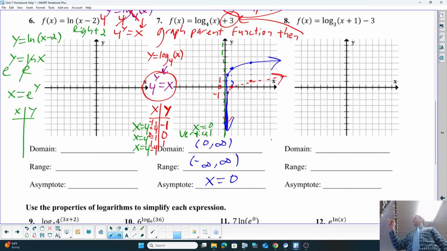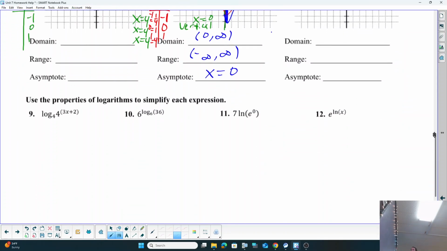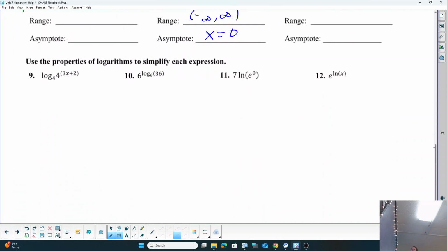And you choose values for y's. So that's going to be -1 and 0 and +1. So go ahead and give that a try. You got this. And now for our new lesson. Way-o, new lesson. Use properties of logarithms to simplify each expression.